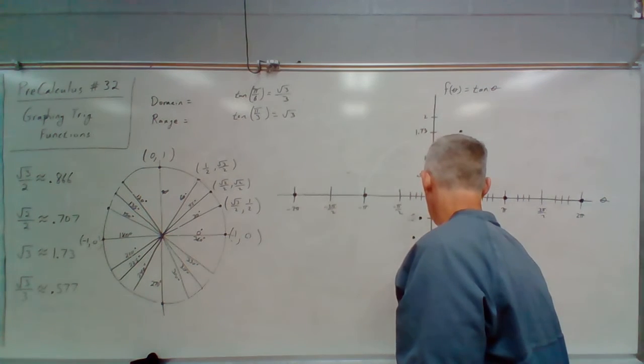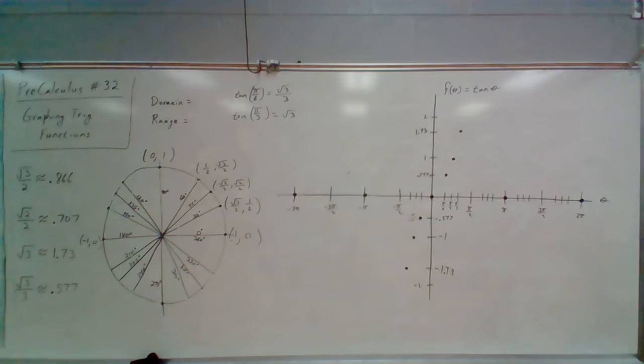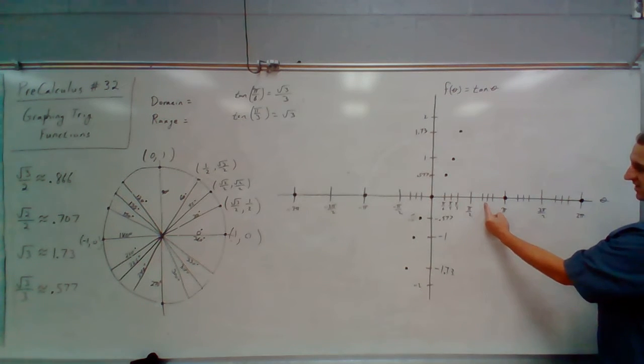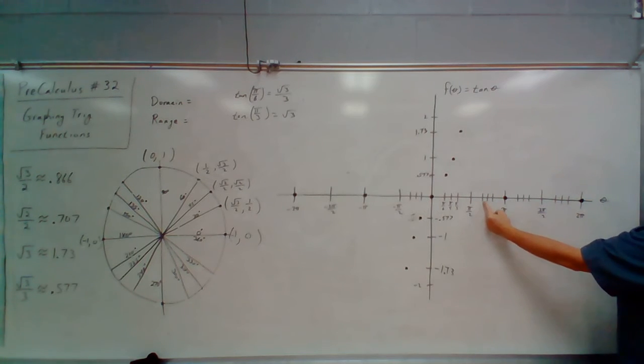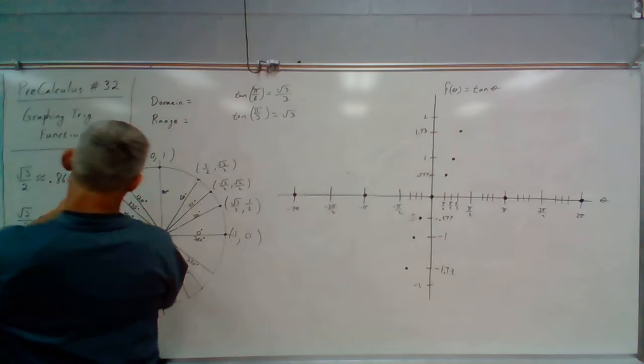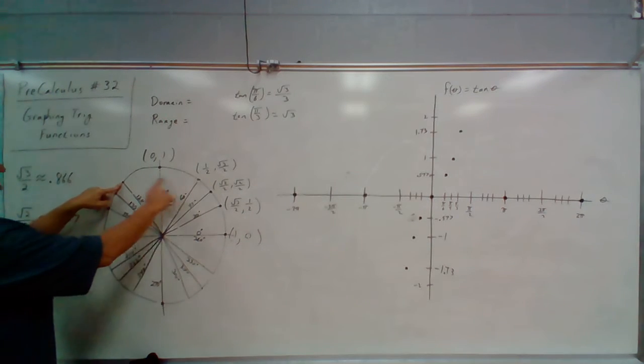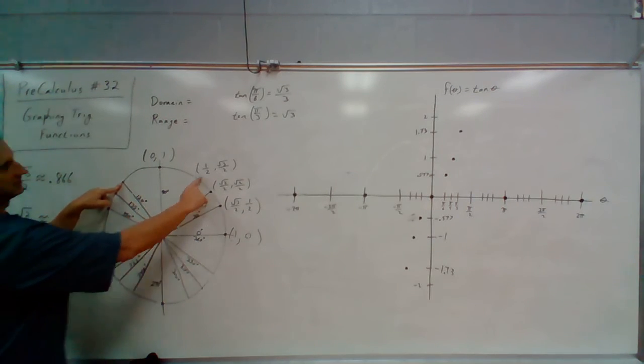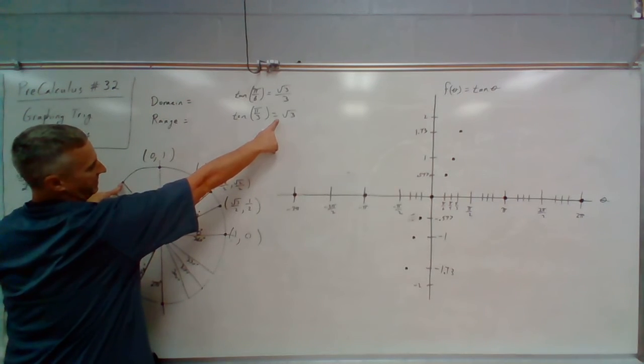So about here. So that's what that looks like. All right, let's go out to maybe this value. Okay, so this is the first one that we know past pi over 2. So we're talking about 120 degrees, which should be the same as this one, which is this.